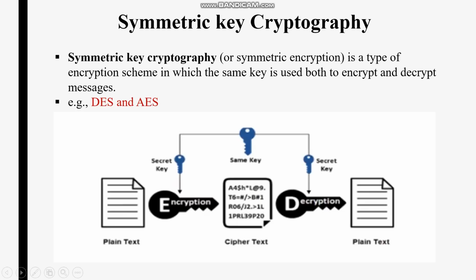Now, what is symmetric key cryptography? Symmetric key cryptography is also called secret key cryptography, or here it is written as symmetric encryption. It is a type of encryption scheme in which the same key is used both to encrypt and decrypt the message. That is the same secret key. It is called the secret key. The same secret key is used to perform encryption and decryption.